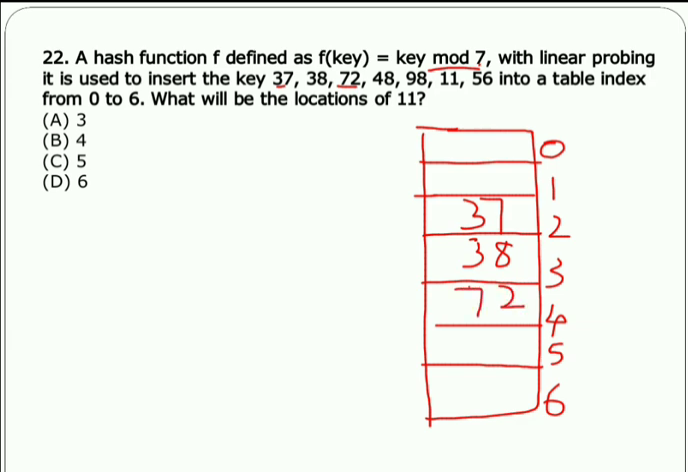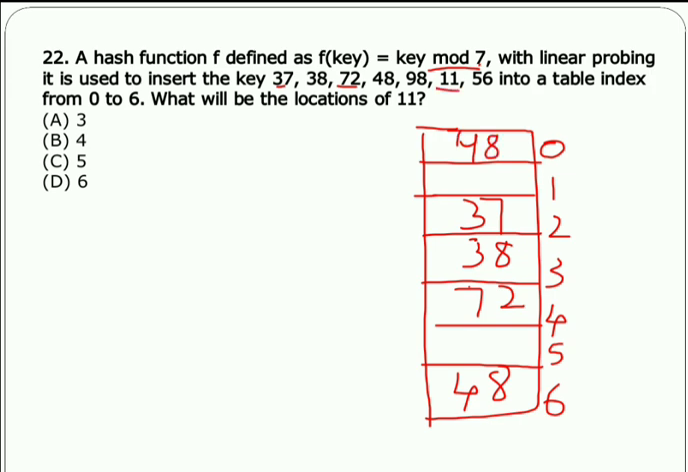So next one is 48. So 48 mod 7. So 7 6s are 42, right? So it is placed here in the 6th location, 48. Now the next one, 98 mod 7. So now 98 mod 7 means it will be placed in 0. 98 is placed here in 0.